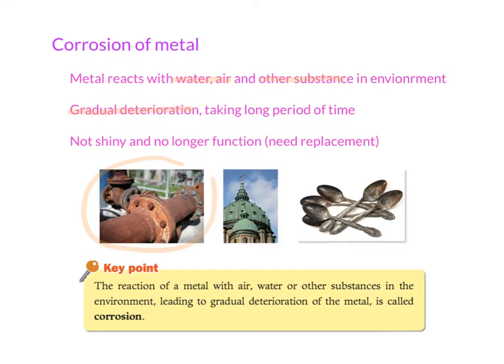You see that rusting takes a long time to develop. It is a gradual deterioration that takes a very long period. After corrosion, you'll find that the metal is not shiny anymore, and some of it may not even function very well. Therefore, we need to replace these kinds of metals, which brings a large economic burden. So corrosion is actually a reaction between air, water, and the metal, and it takes a long time for the reaction to occur. This is what we call corrosion.